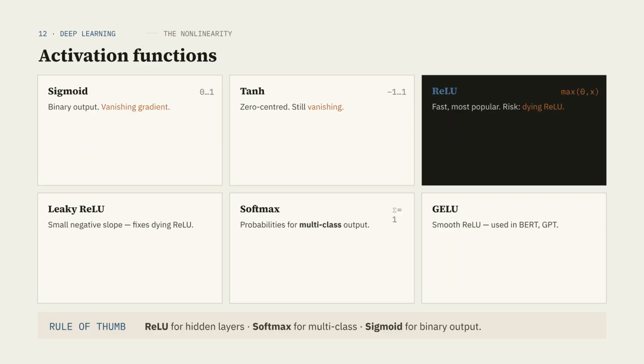Activation functions are vital. Sigmoid and tanh were early choices, but suffer from vanishing gradients. ReLU is the standard today because it is fast, though it can suffer from dead neurons, a problem leaky ReLU solves. Softmax gives us probabilities for classification, and GLU is the go-to for modern transformers.